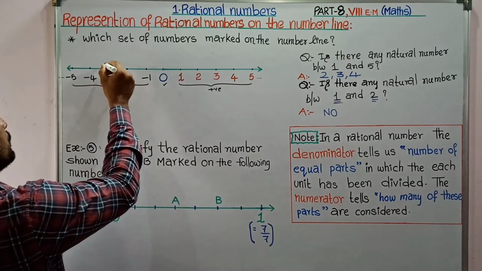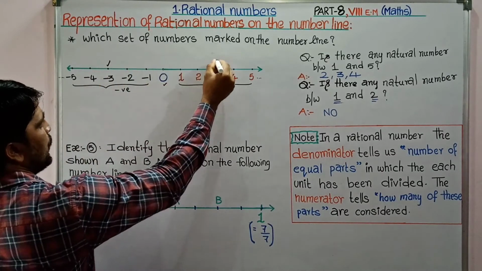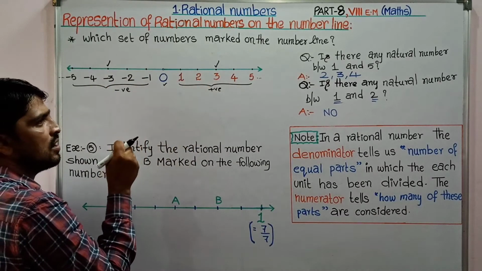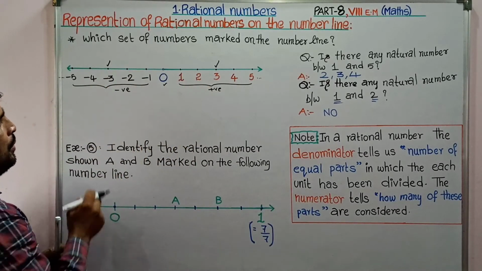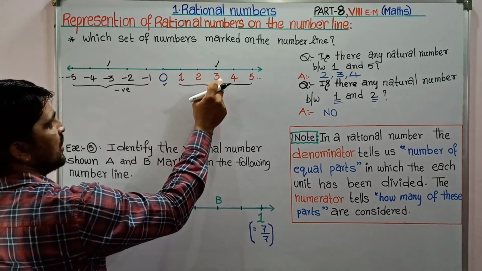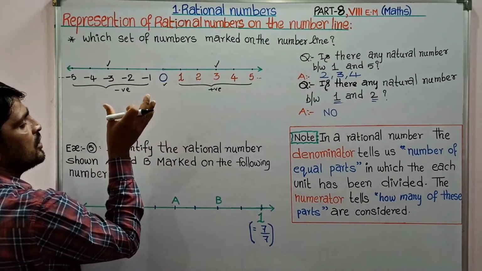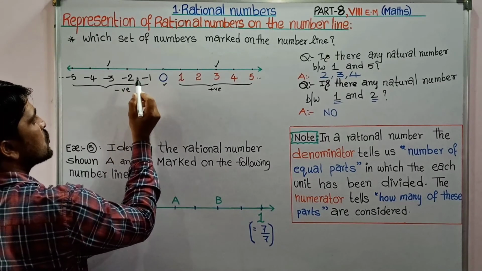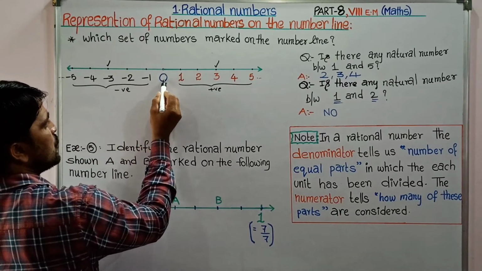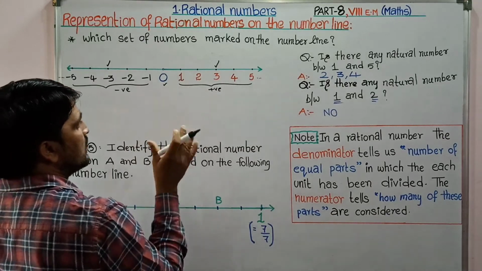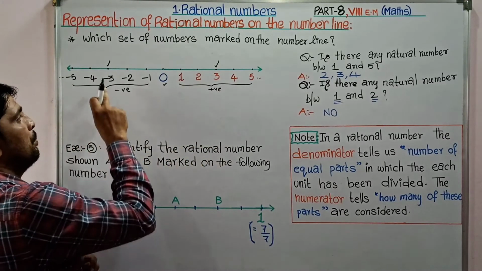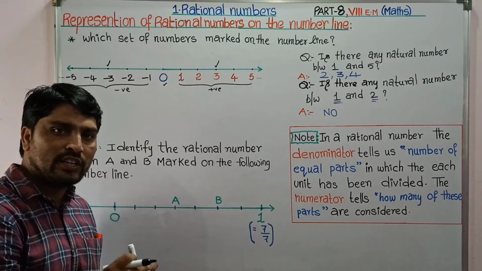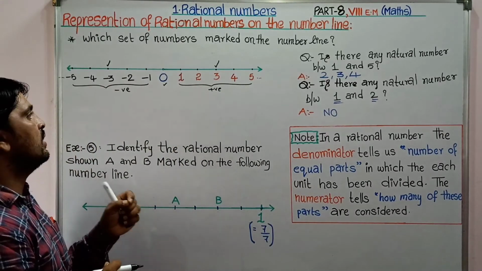Now, between -3 and 3, how many integers are there on the number line? As we know, simply -2, -1, 0, 1, 2. There are 5 integers between -3 and 3.